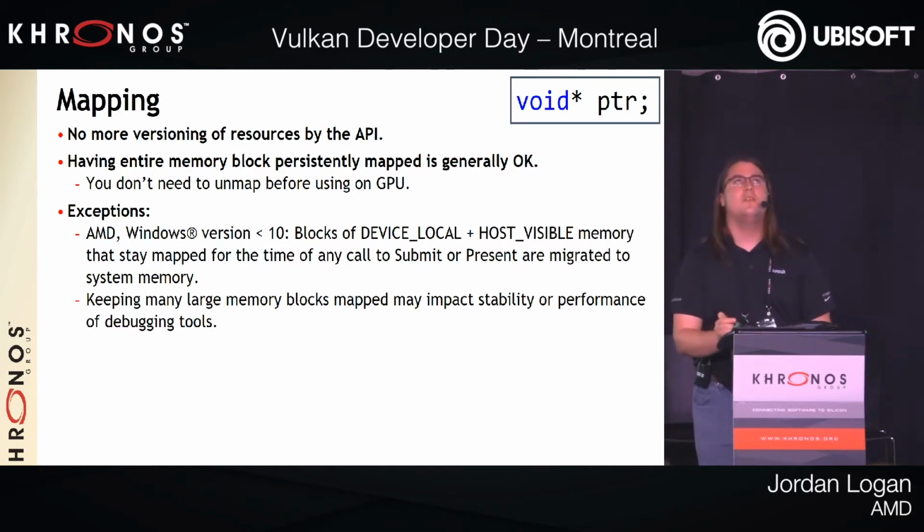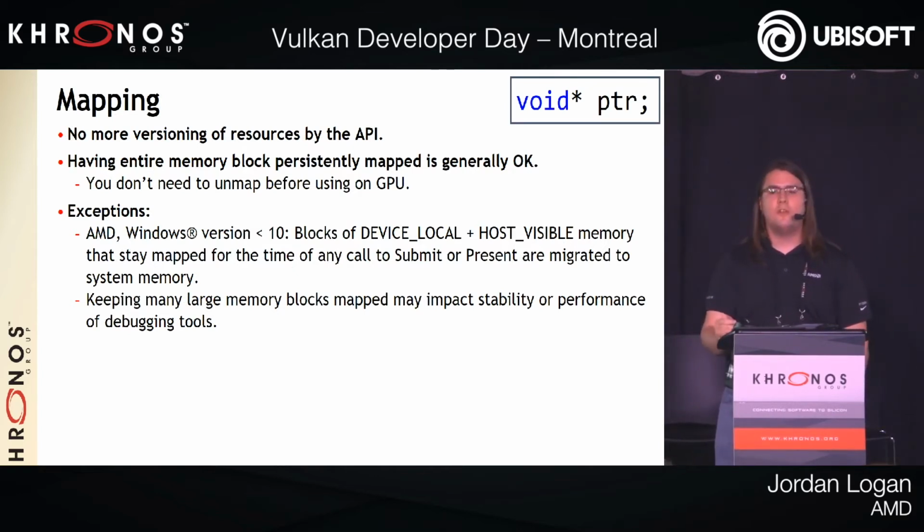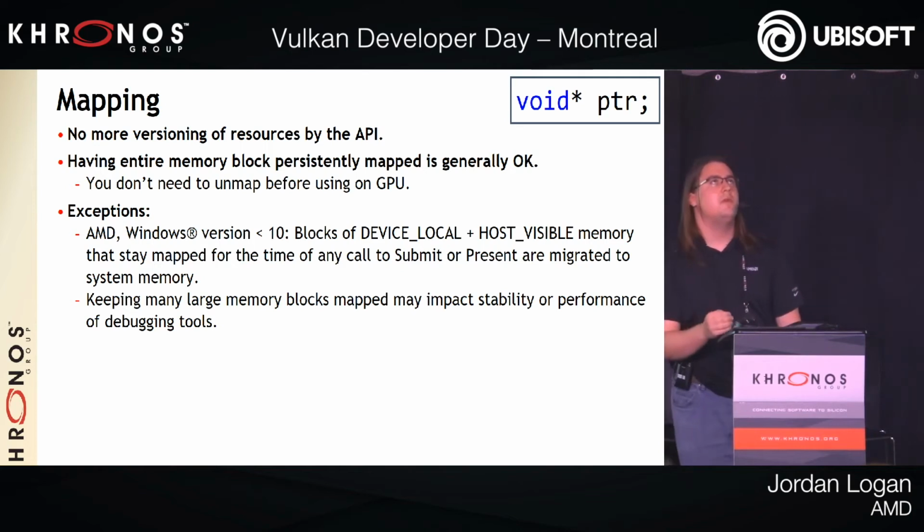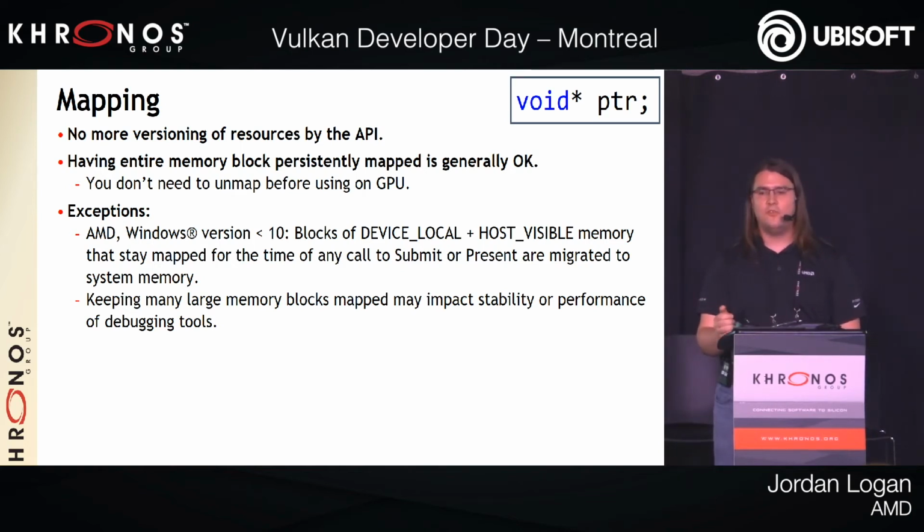Eventually, we need to get some data into your memory, so we'll move on to the topic of mapping. Now, unlike previous APIs, there is no automatic versioning of resources as you allocate and map them. So you have to do that yourself. But with the versioning requirement removed, you can actually leave your resources persistently mapped throughout the whole frame, and even when you submit and present, with a couple of exceptions you should be aware of.